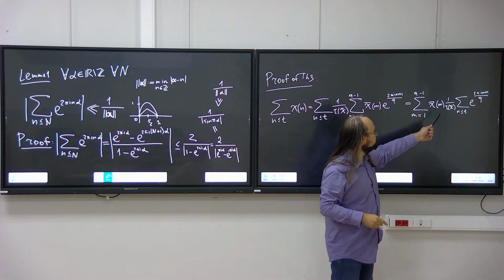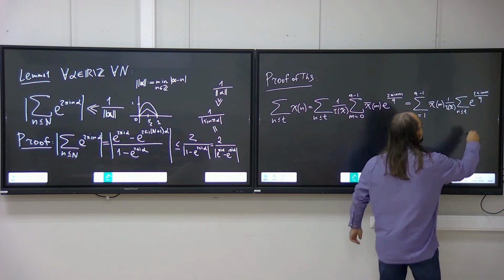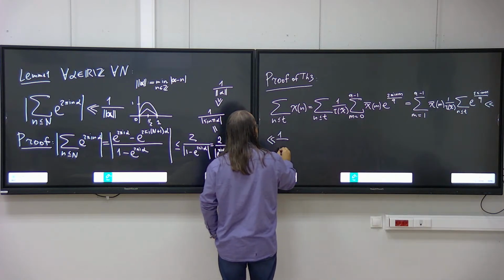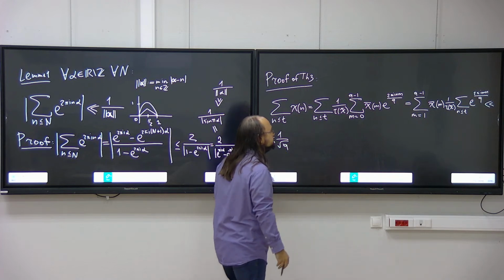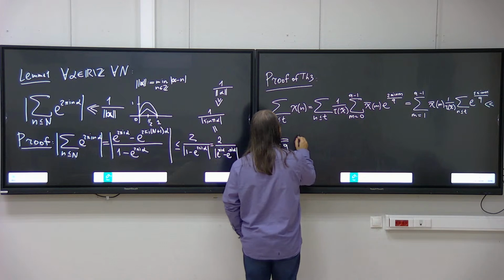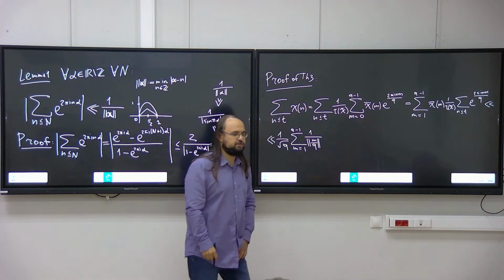And then for this last sum, we apply our lemma. So this is at most 1 over square root of q, because of the absolute value of the Gauss sum, multiplied by the sum over all m from 1 to q minus 1 of 1 over the distance from m over q to the nearest integer.